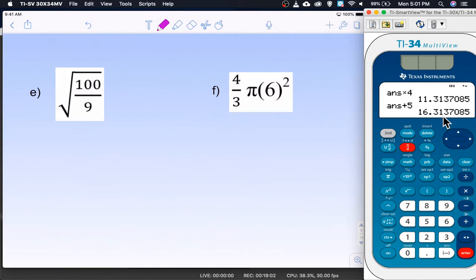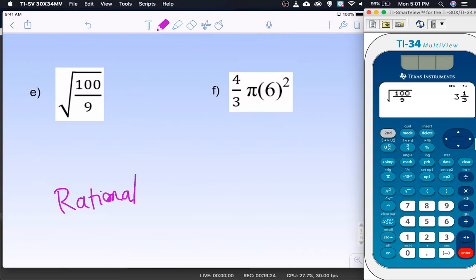So letter E, we have the square root of 100 over 9. Let's just do that. I could potentially do that in my head, but we also have a calculator. Let's see what it says. That simplified to a nice, pretty answer, 3 1/3, which means this is rational. You'll see and hear me say a lot a phrase that I use: rational numbers are typically nice, pretty decimals.